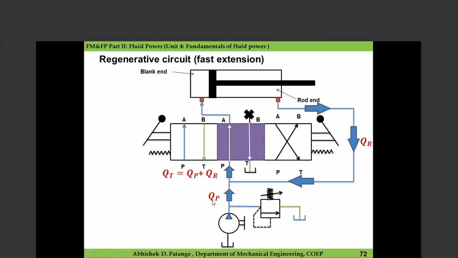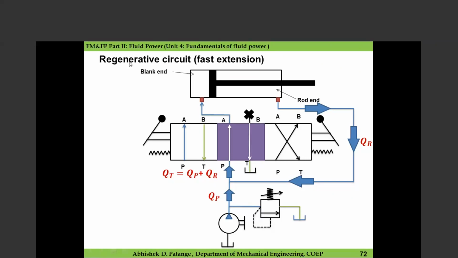What does this mean? If you supply only QP, then the velocity of extension will depend on QP and the area of the piston. But now you are supplying QP plus QR with the piston area or blank end area. So more liquid is being supplied to this particular area, which means the velocity will increase. When you supply only QP the velocity will be less, and when you supply QP plus QR, the velocity will be more.